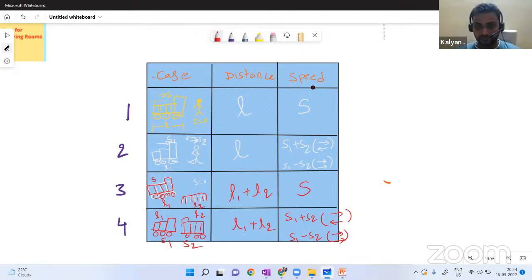So you just do one thing. Please take a screenshot of this. This is very important. You can take it as a reference. Hope the four cases are very clear for you. And for any problem, you just have to substitute in the four cases here. That's it. Is it clear?